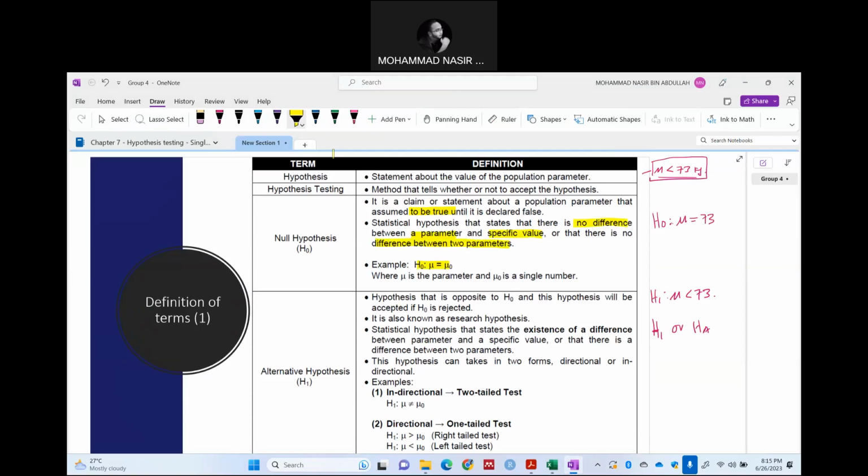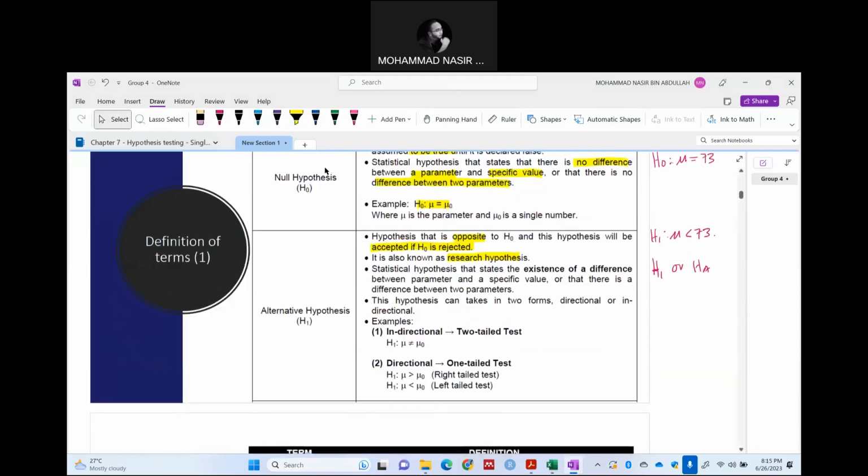Okay. So alternative hypothesis is the opposite of null hypothesis. This hypothesis will be accepted if null hypothesis is rejected, right? This is also known as research hypothesis, right? So there are two types of hypotheses, which is one-tail test and two-tail test, right?